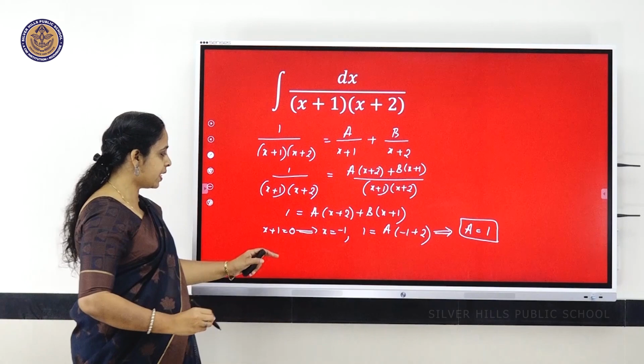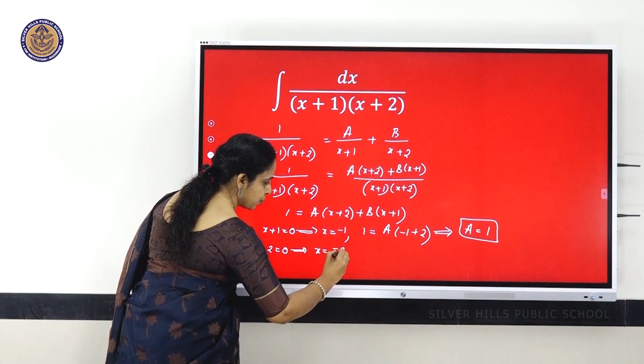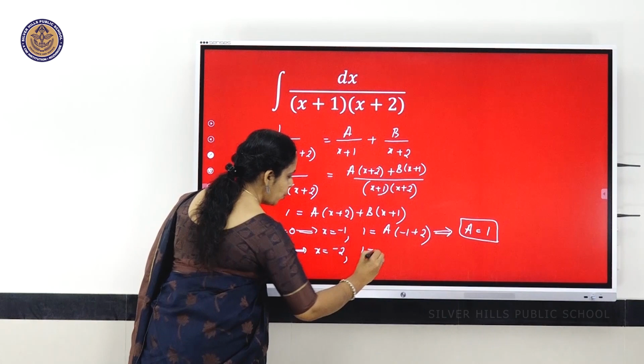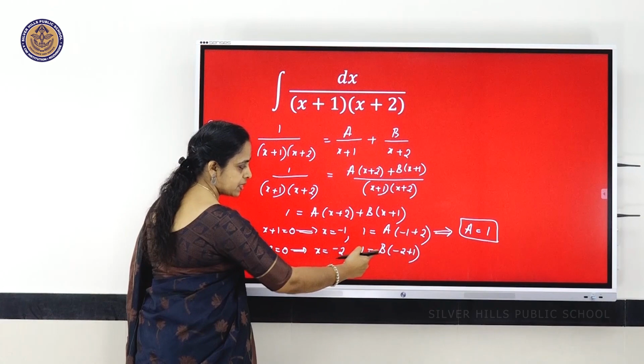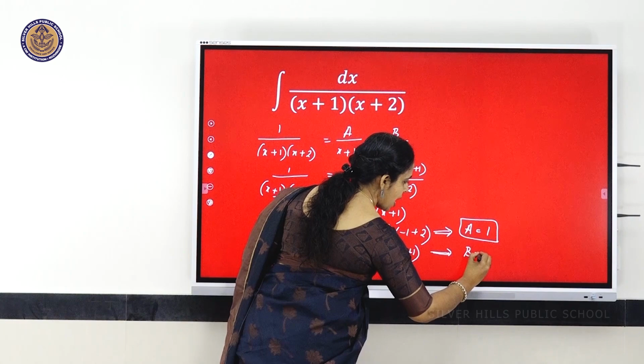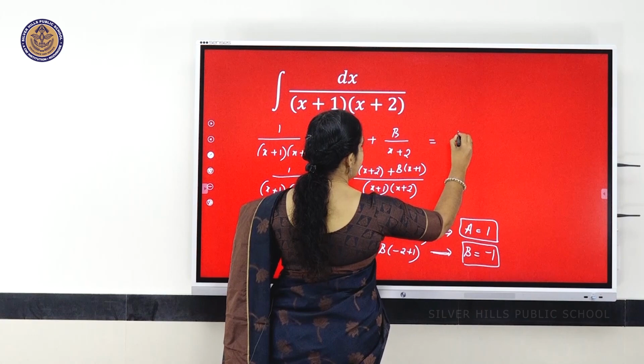Now let us take the other one, x plus 2 equal to 0. So x plus 2 equal to 0 means x equals minus 2. Substituting here, 1 equals, when you make x plus 2 zero, A will be 0. So you will get B into minus 2 plus 1, that means minus B. So you get the value of B as minus 1. Now we have the values of A and B. Therefore, when we substitute, we get 1 divided by x plus 1 plus minus 1 divided by x plus 2.